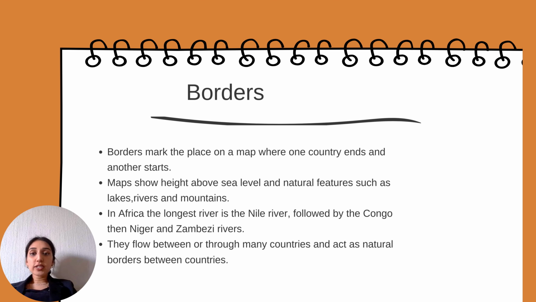Borders. Borders mark the place on a map where one country ends and another starts. Maps show heights above sea level and natural features such as lakes, rivers, and mountains. In Africa, the longest river is the Nile River, followed by the Congo, then Niger and Zambezi rivers. They flow between or through many countries and act as a natural border between countries.